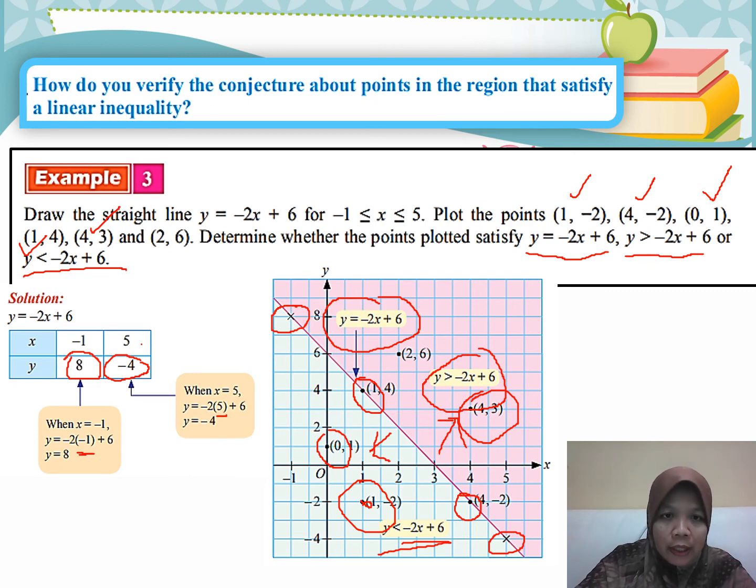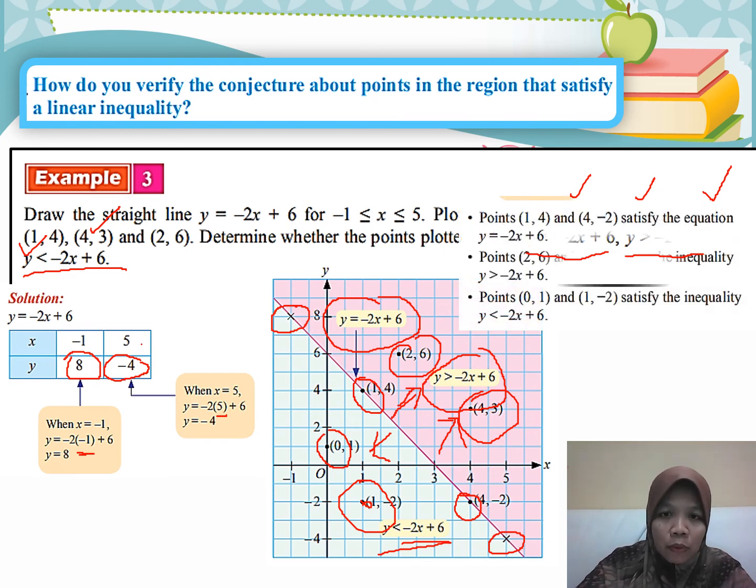And the last one, 0, 6. 0, 6 is here, and this point also lies above the line. So this point satisfies y is greater than negative 2x plus 6. So we can write it like this.